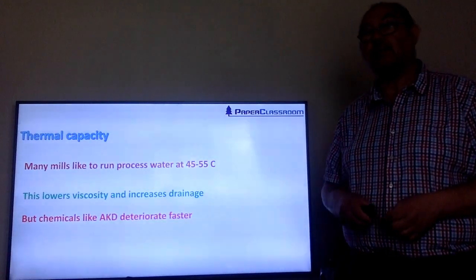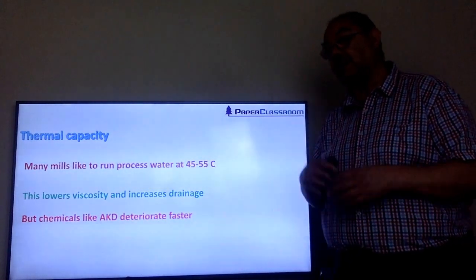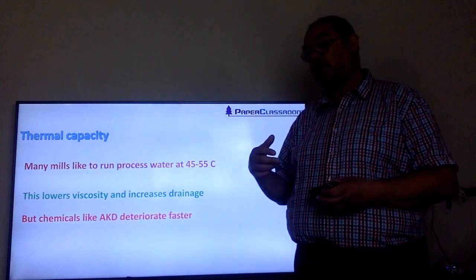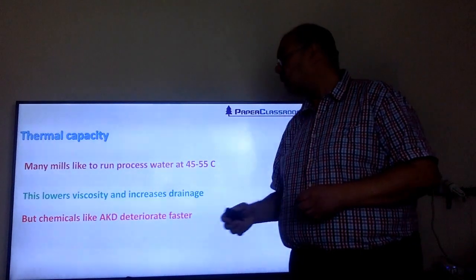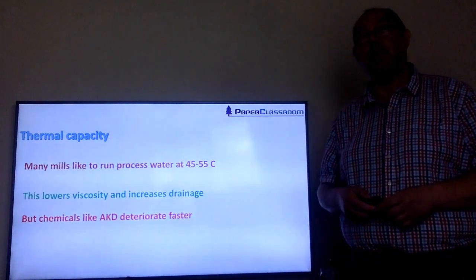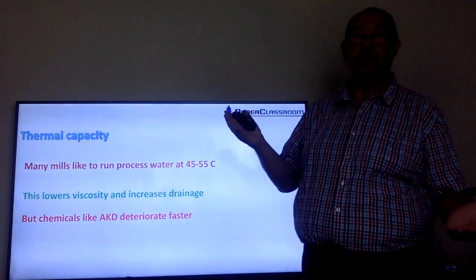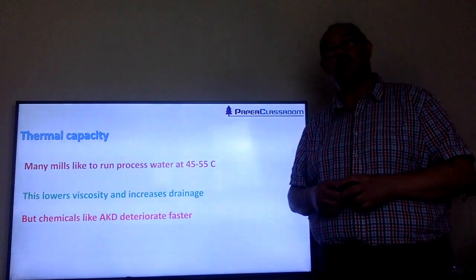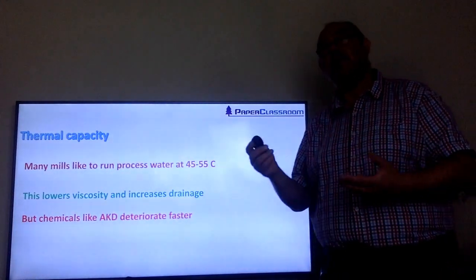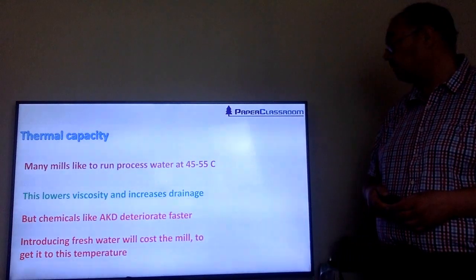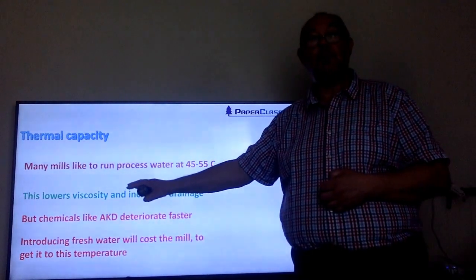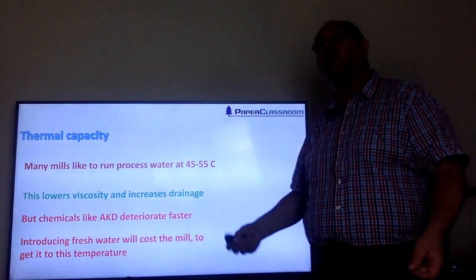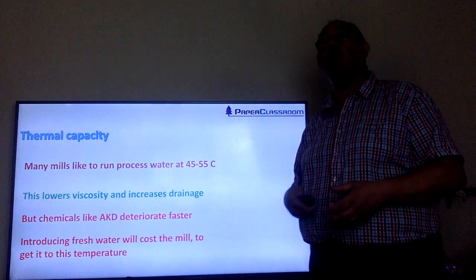The negative side of it is that if you've got certain chemicals in there like AKD, things that deteriorate with time, their chemical reaction speeds increase with increasing temperature. So some materials will deteriorate more rapidly. So the paper maker has to get this balance of how rapidly he can afford these materials to deteriorate against how much drainage improvement he wants to obtain. And of course, if you then introduce fresh water, it's going to be cold, so it's going to cost the mill money to heat it back up again to the normal process temperature.